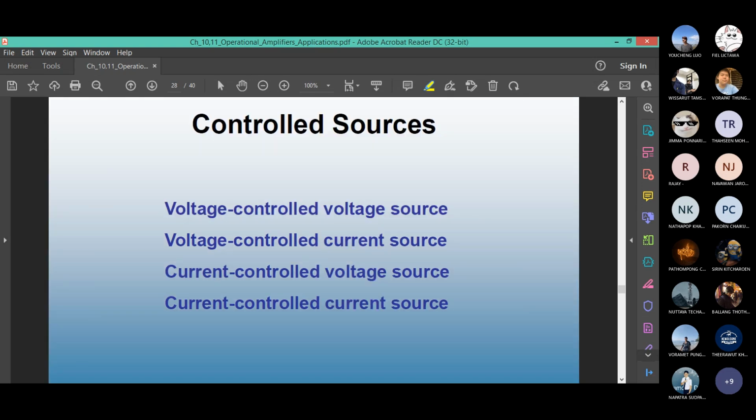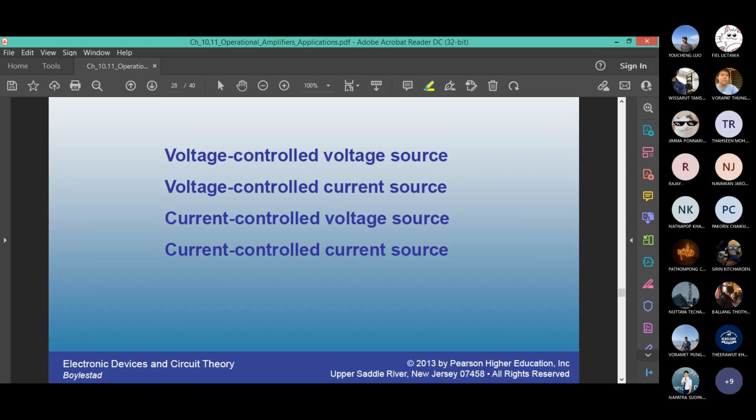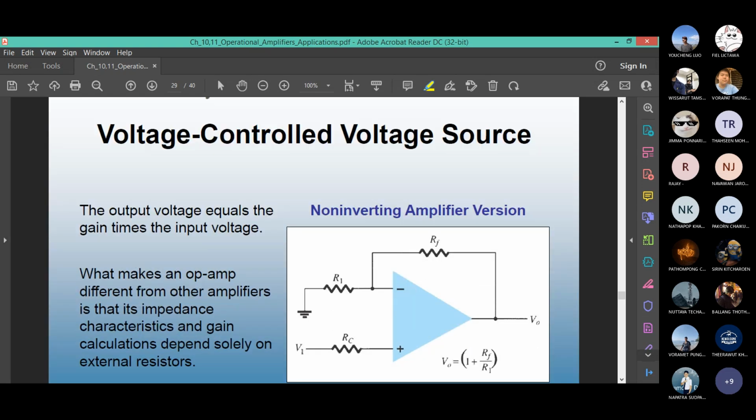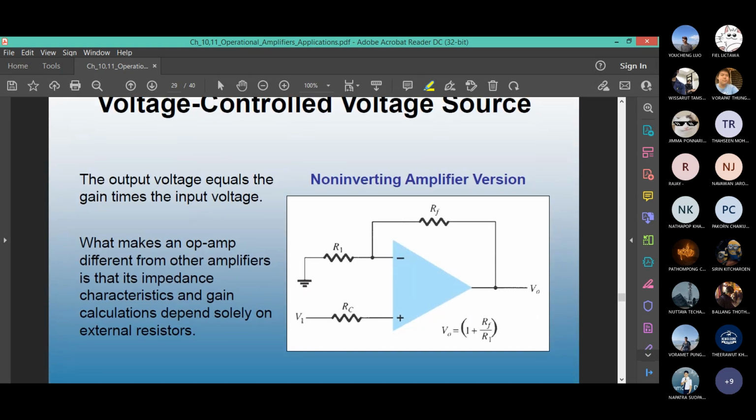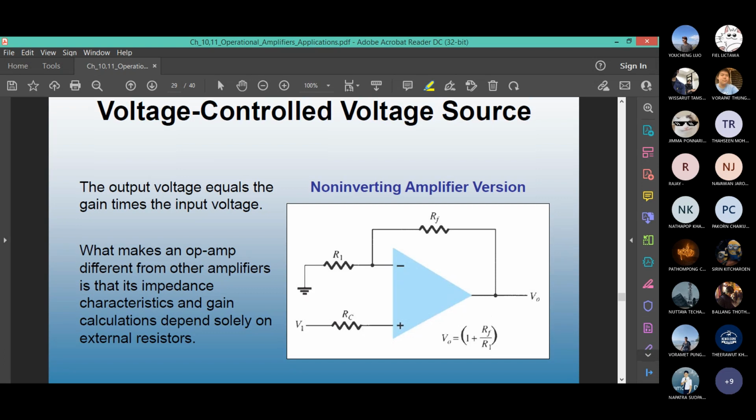We talked about control sources. You can have a voltage source or current source controlled either by a current or a voltage. Nothing changes in the hardware of control sources. What has to change is the way you look at things, your perspective. Something is missing in the slide.